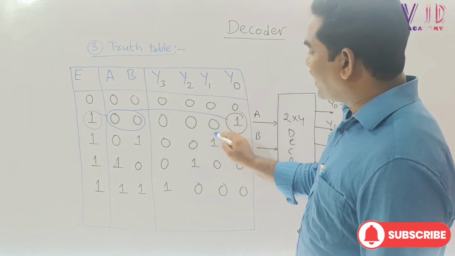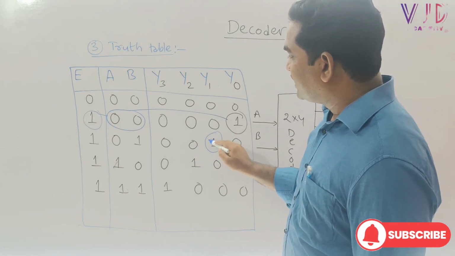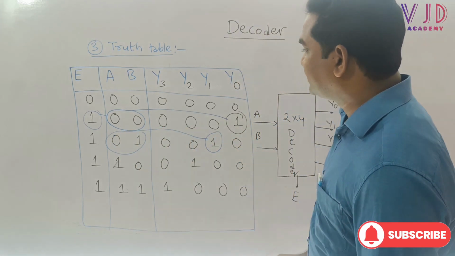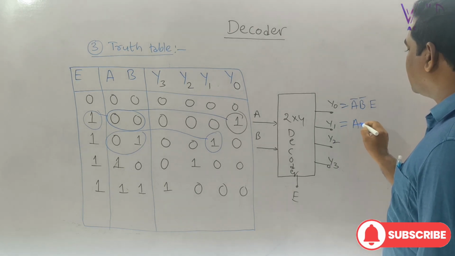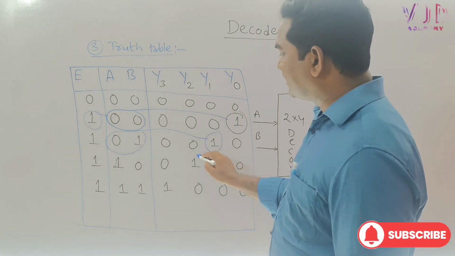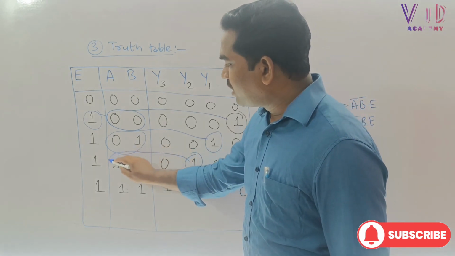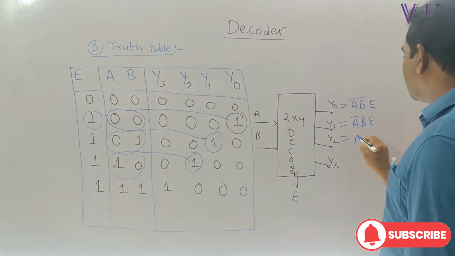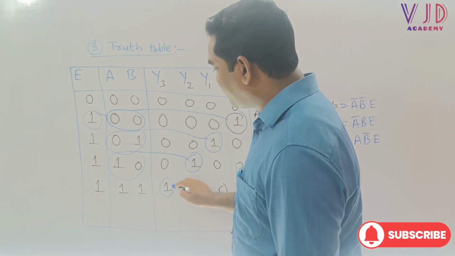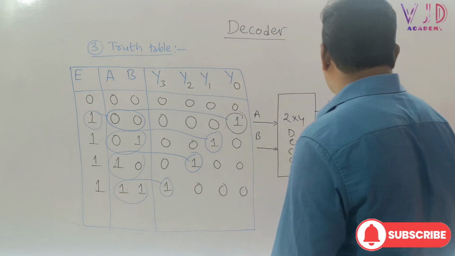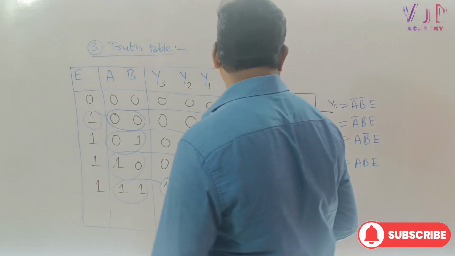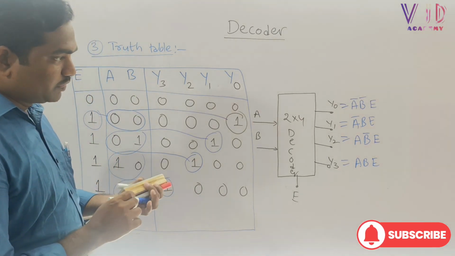And now coming to the Y1 output. What is the Y1 output, sir? Here output Y1 is 1 when inputs are A 0, B 1, which means Y1 equals A bar B and the enable input E. And now coming to Y2, can I say this is Y2? Yes, sir. The inputs are A into B bar, and enable input is E. And now coming to Y3, both inputs are ones, so I call it A, B into E. This is the output we can say.